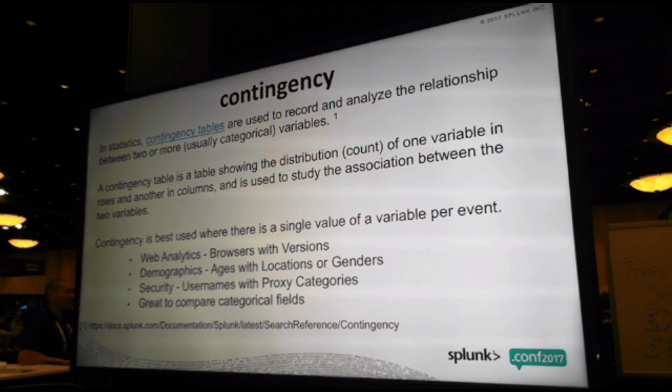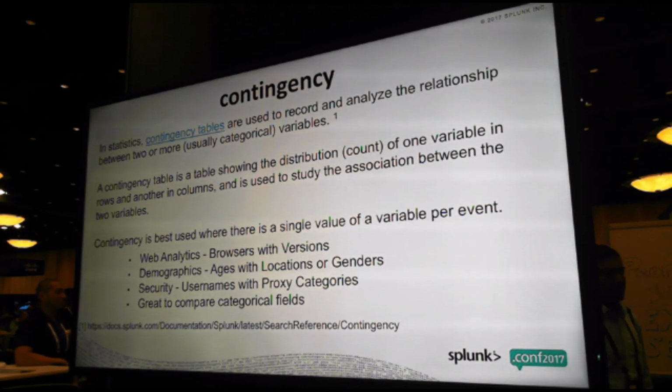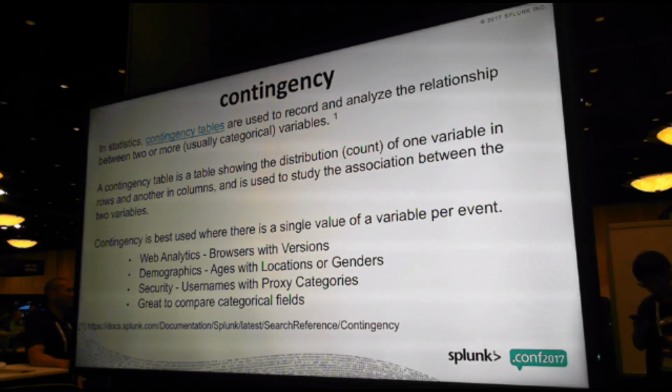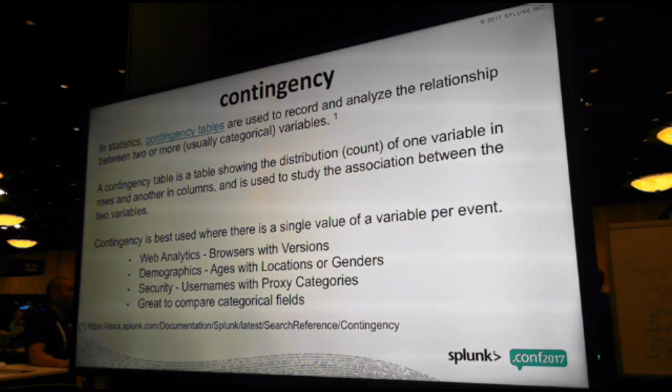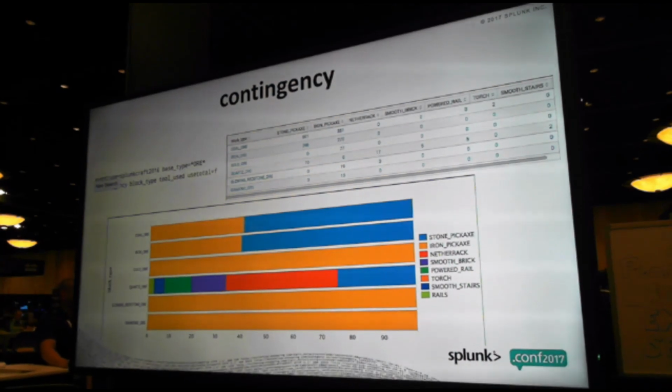Contingency. These are used to record and analyze relationships between two or more, usually non-numeric or categorical variables. So you don't have to worry about summing or averages or anything like that. A contingency table just shows the distribution count of one variable in rows and another in columns, and you just study that association, and there's a few flags you can set. It's good to do things like web analytics, browsers with versions, ages with locations or gender, anything really, but better with categorical. Here's an example.